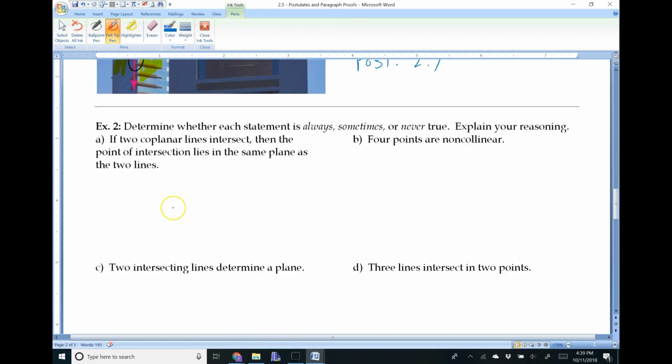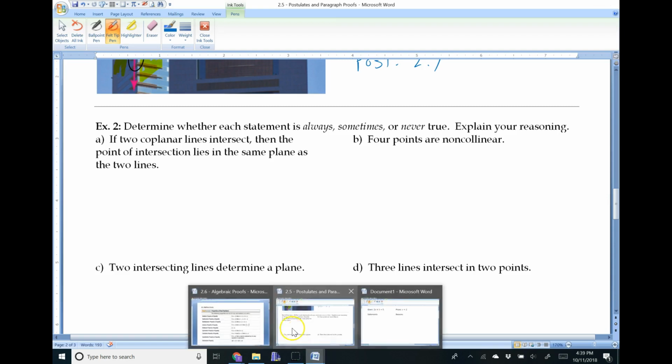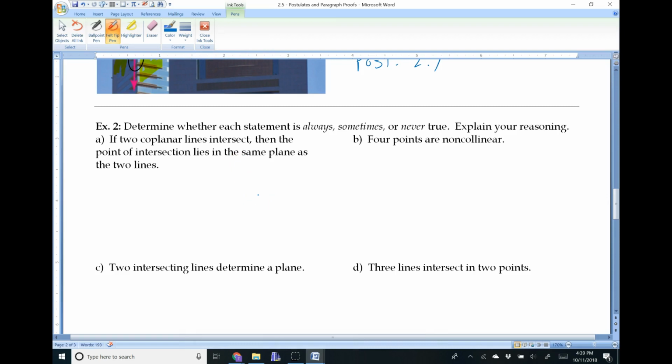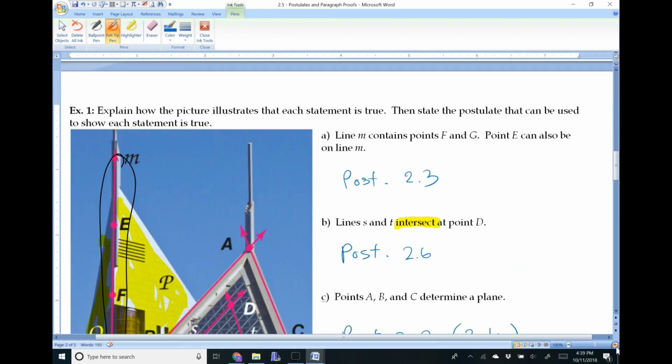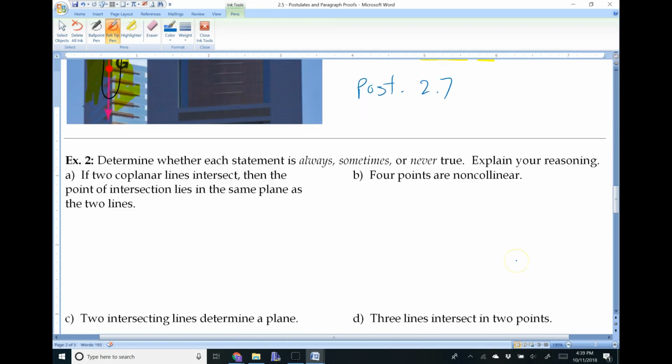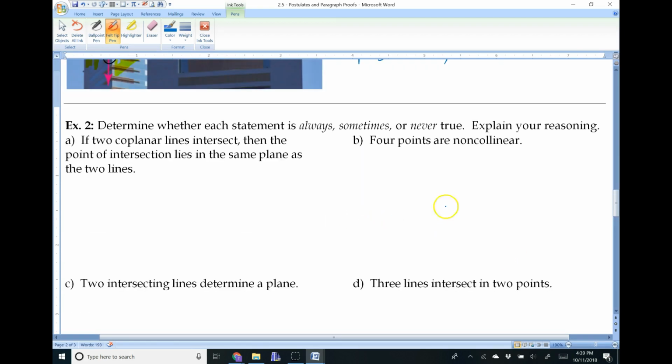We're going to move on to the next part here, example 2. Determine whether each statement is always or sometimes or never true. Explain your reasoning. So if you need to take a break, you can pause it, but just start watching it when you're ready. So it says, if two coplanar lines intersect, then the point of intersection lies in the same plane as the two lines. So two lines intersect. If two coplanar lines intersect, so we're going to draw a plane here.